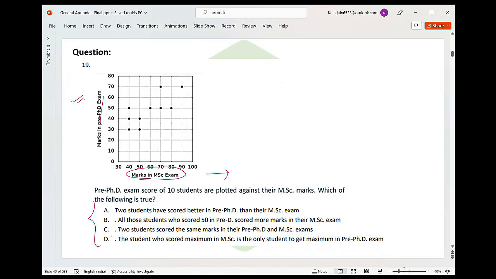One hint, try making a list of the students. Let's say the student names are A, B, C, D, E, F, G, H, whatever you want to take. Let's say this one is student A, this is student B, this is student C, D, E, F, then this one is G, H, I, and J. Now, in their pre PhD marks and in their masters, what marks are they getting? Write it down and then read these statements and mark it accordingly. Take your time, mark the answer for this question.